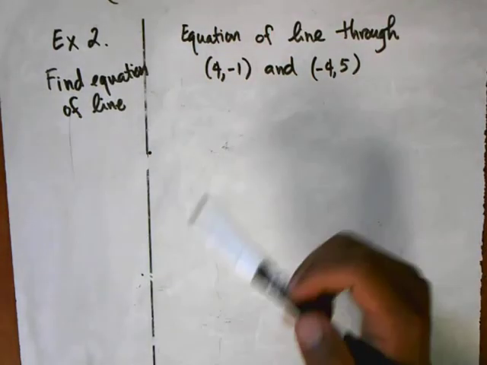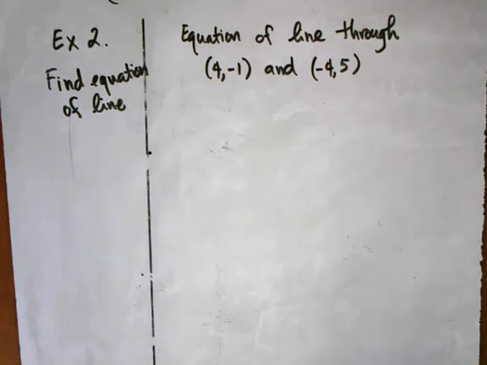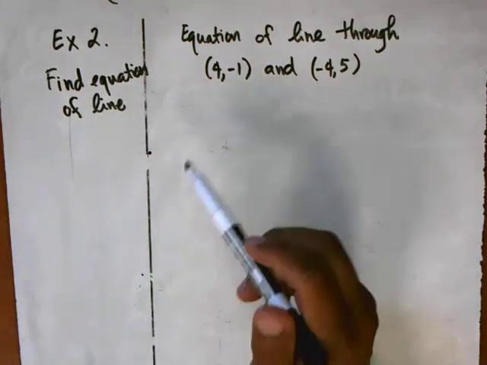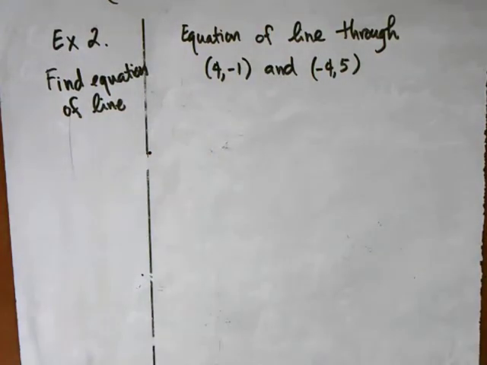Okay, so here I have an example that's asking me to find the equation of a line through these 2 points, (4, negative 1) and (negative 4, 5). And one thing to remember is that you can always find the equation of a line as long as you have a point and a slope. Okay? Well, here we have 2 points. So we can definitely use those 2 points to find the slope.